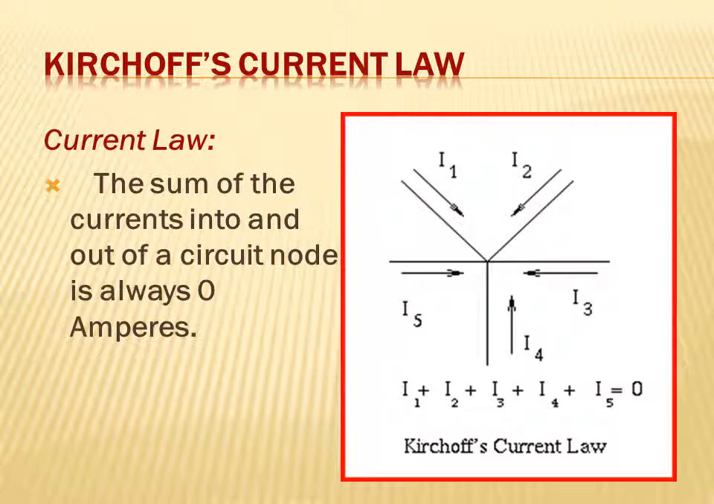Now, the current law is more intuitive. It just says you can't have current into one single point. It has to go somewhere. It just doesn't disappear into a black hole. The current law says that the sum of the currents into and out of a circuit node are always 0 amperes. So here you would say that in this case, one of those currents that's going into the node has to be negative. And what negative means in this case is we've drawn the arrow the wrong way, and we need to reverse the head of the arrow to the other end. Could be any one of those currents.